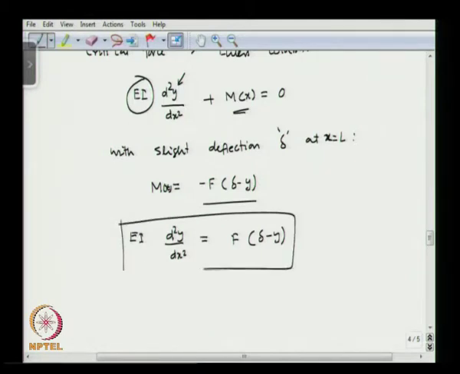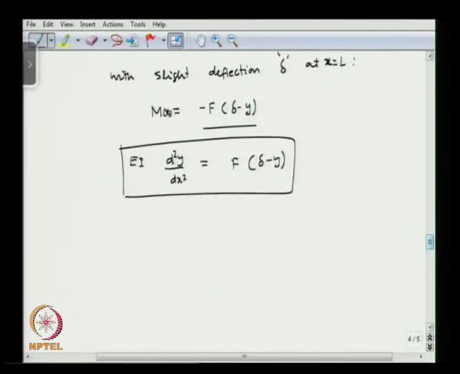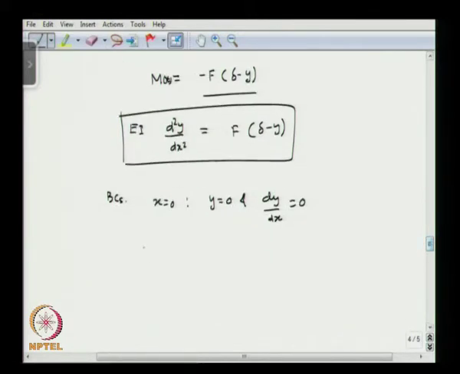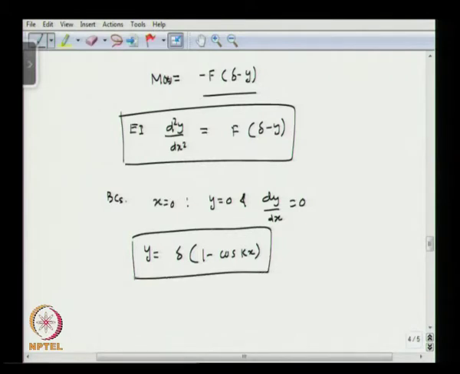Now, to solve this equation, what are the boundary conditions we have available? At x equal to 0, that is the clamped end, the deflection equals 0, and also the slope dy over dx is going to be 0. In that case, the deflection y will be delta into 1 minus cos kx, where k equals square root of F over EI.